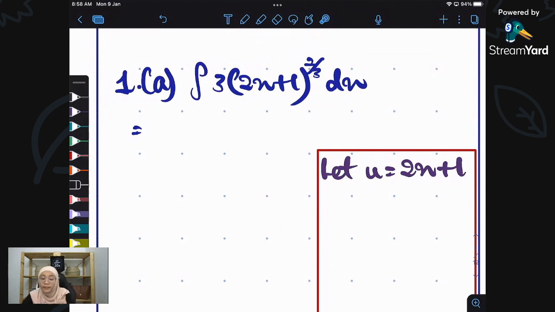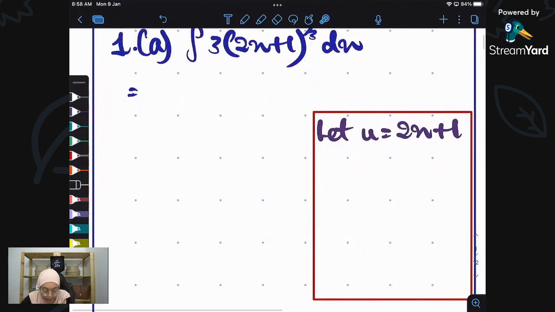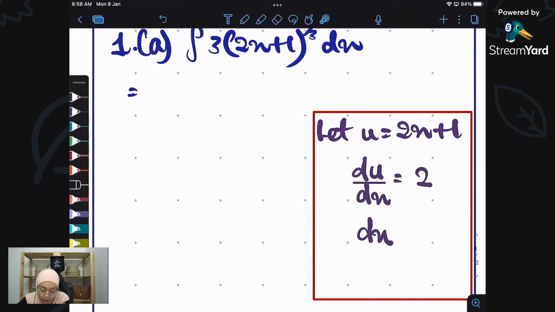Let's go with the first example. Now I have let u equals 2x plus 1. Next I find the derivative of u with respect to x, and I will get 2. Then I make dx the subject, because this will be changed into du afterwards. But hang on, just have a look first. dx will be equal to 1 over 2 du. All right, that is our dx as the subject.